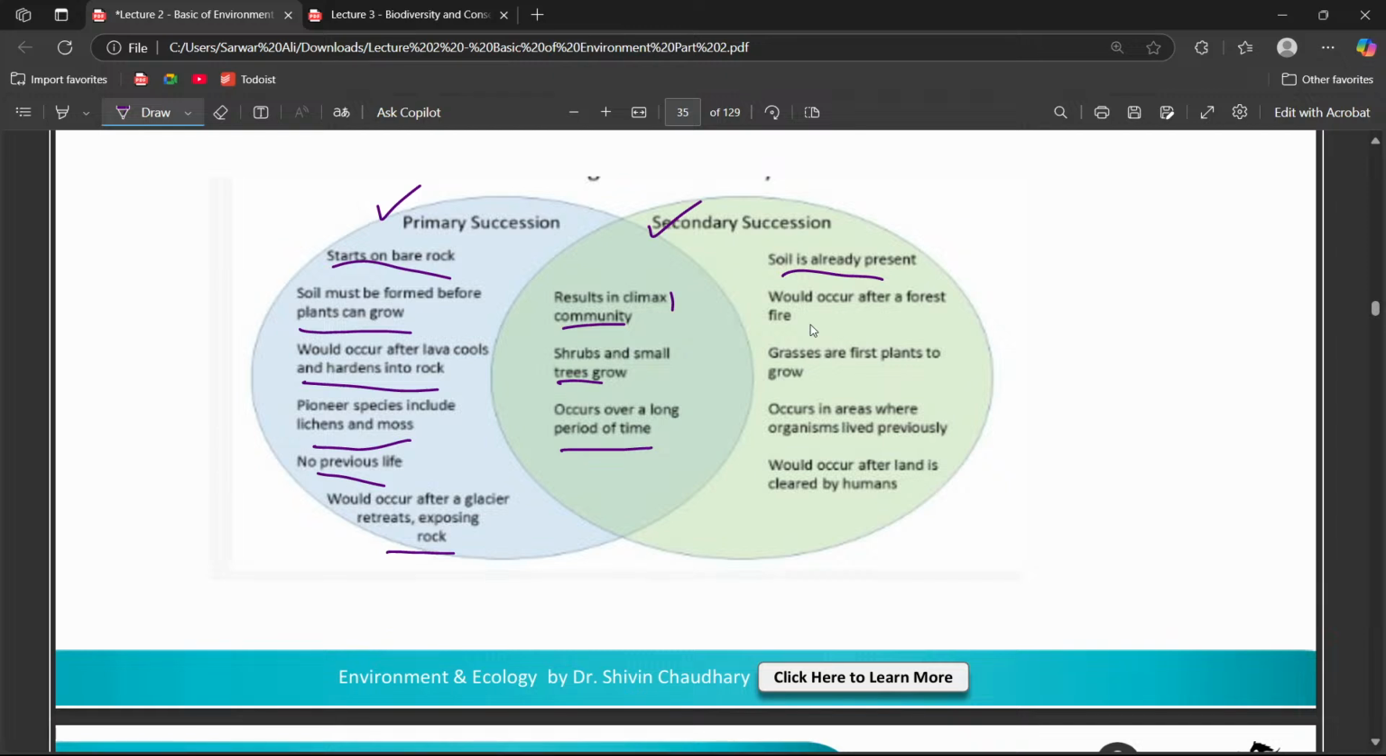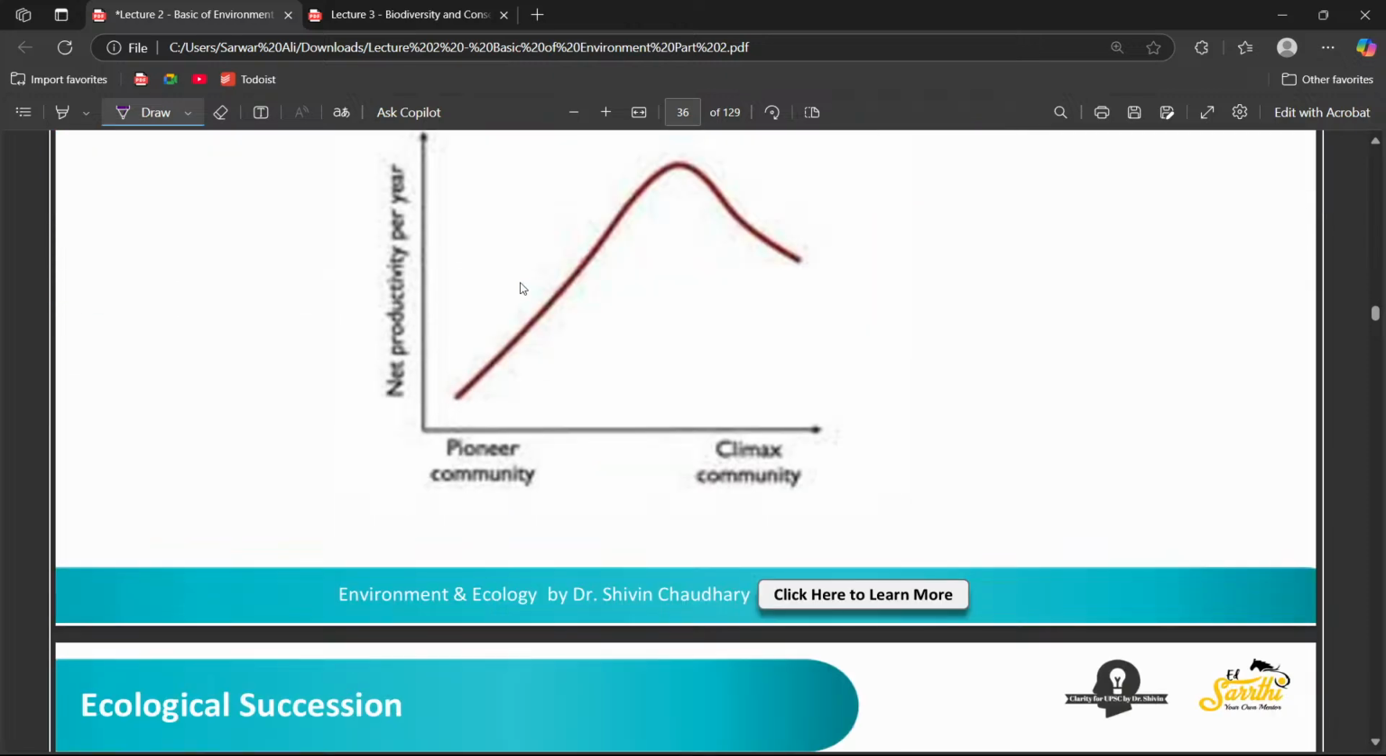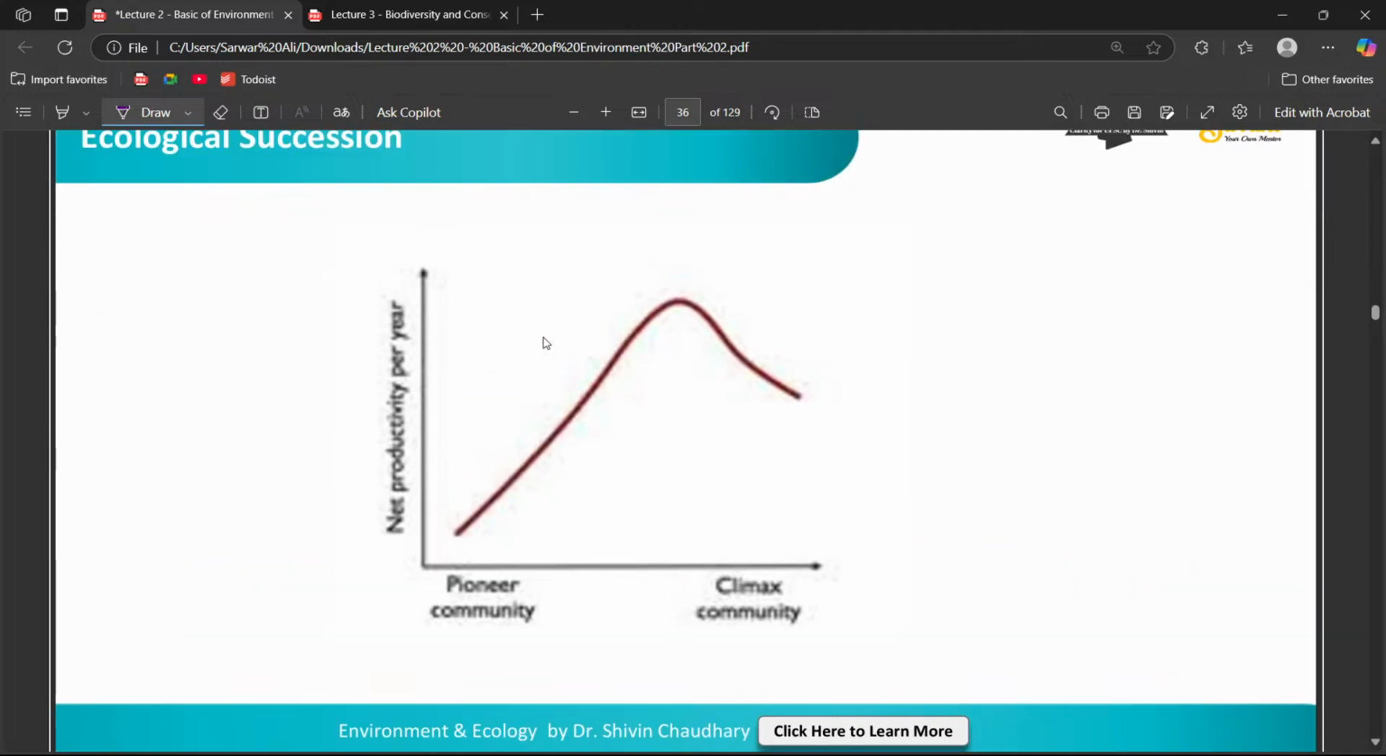In secondary succession, soil is already present, and it would occur after a forest fire. Grasses are the first plants to grow. It occurs in areas where organisms lived previously, and would occur after land is cleared by humans. Ecological succession: net productivity per year. For the pioneer community, each year the productivity keeps rising. Then it reaches climax, after which it will slowly decrease.